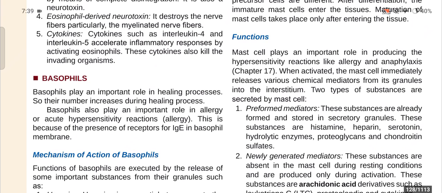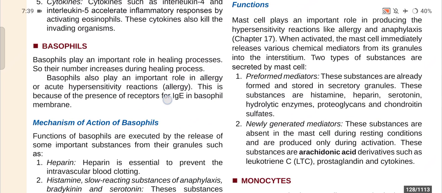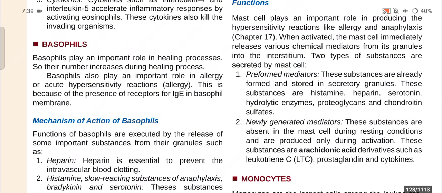When activated, the mast cell immediately releases various chemical mediators from its granules into the interstitium, and two types of substances are secreted by the mast cell. One is preformed mediators and the other is newly generated mediators. So what are preformed mediators? These substances are already formed and stored in the secretory granules, and these substances are histamine, heparin, serotonin, hydrolytic enzymes, proteoglycans, and chondroitin sulfates.